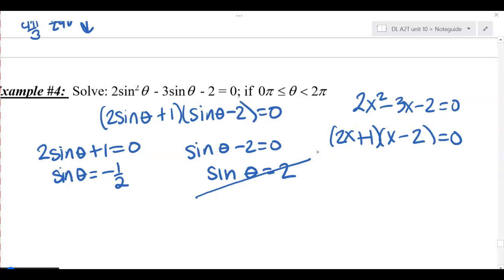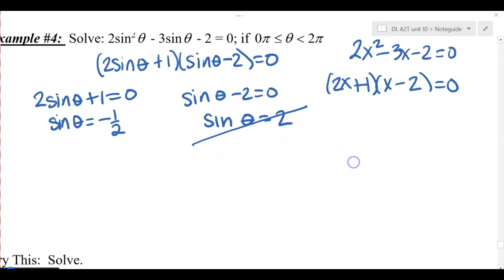And again, sine theta being equal to 2 is not possible. Just like the cosine, it has that maximum ratio value of 1. So that's an impossible circumstance. So I'm just going to look for places where the sine would be equal to -1/2.